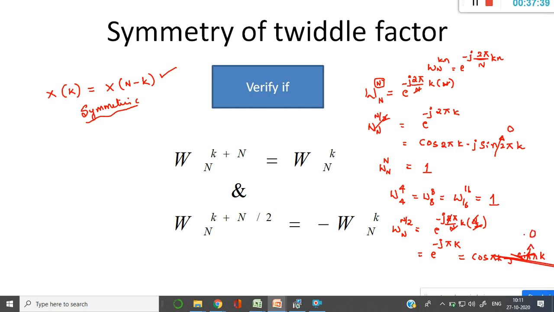Now sine pi k is obviously 0. What is cos pi? Cos pi is nothing but minus 1. So Wn to the power of n by 2 I can write as minus 1 itself, right? So Wn to the power of n is equal to 1, whereas Wn to the power of n by 2 is equal to minus 1.